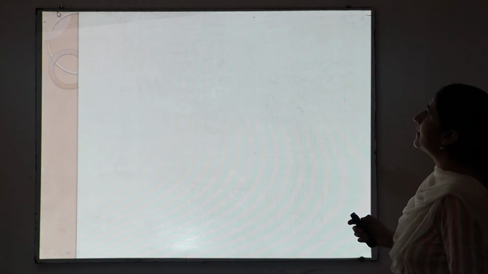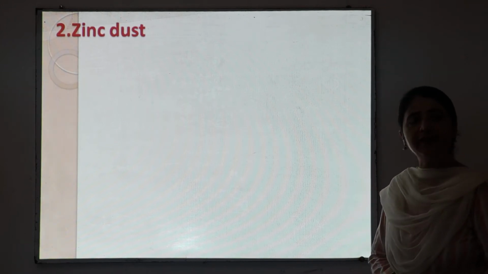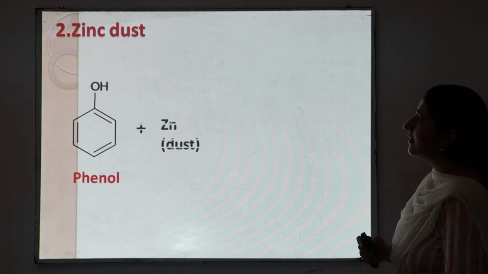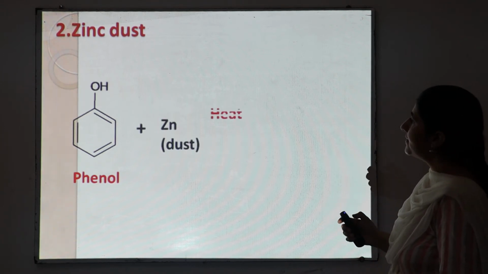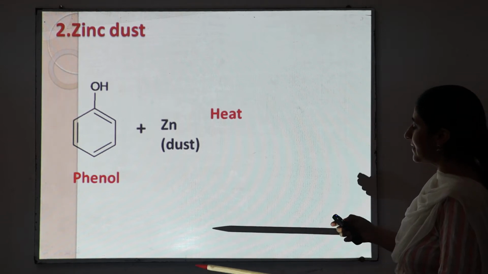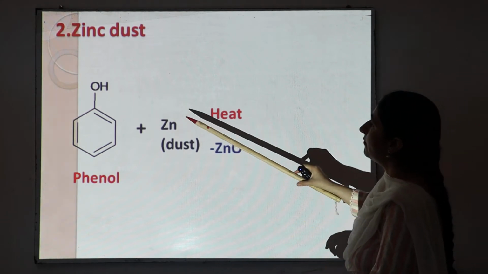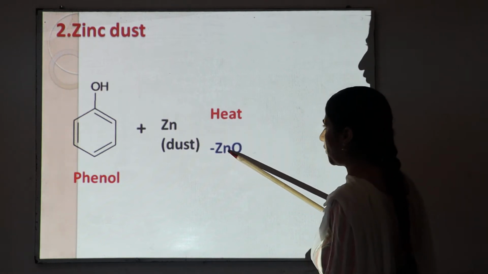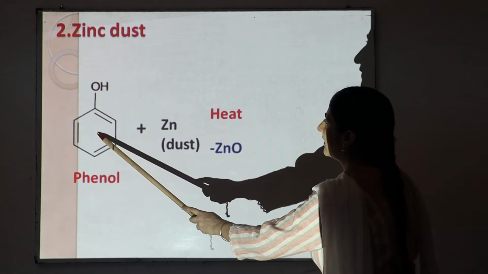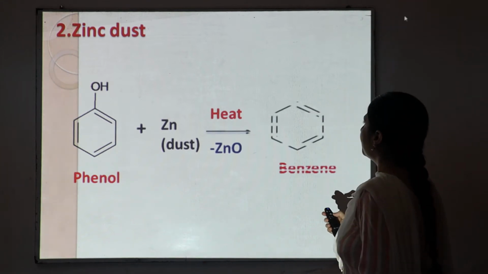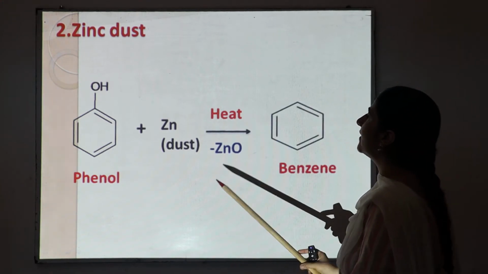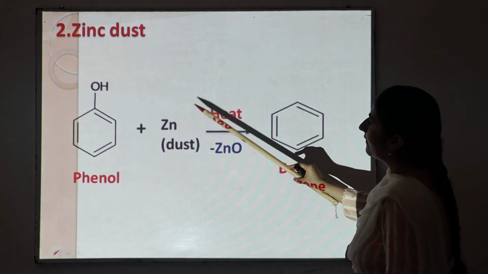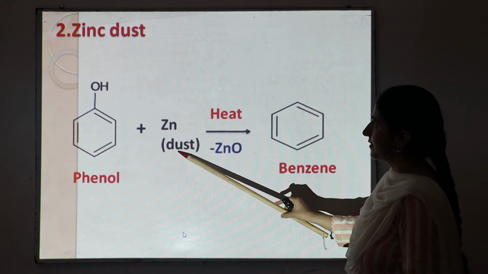The second reaction is the reaction of phenol with zinc dust. Here we have a phenol that reacts with zinc dust in the presence of heat. In this case, zinc combines with oxygen to form zinc oxide, and the remaining moiety is benzene. So this reaction is used for the conversion of phenol to benzene by reacting it with zinc dust.